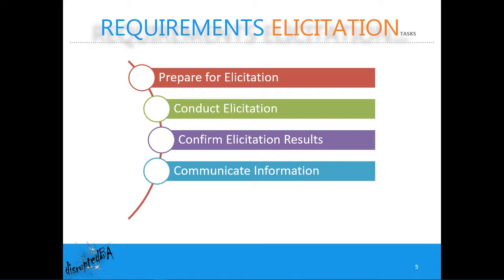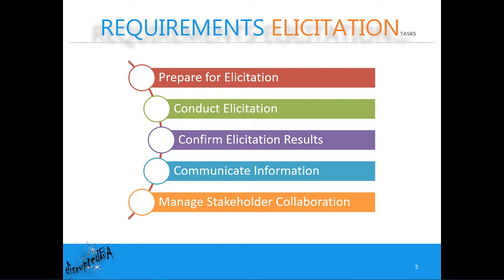Then next, we need to communicate information. Very important. Your stakeholders need to be kept in the loop. They need to know and understand what you have gathered, what you think you have, and what they have told you, so that you can make sure that you are on the same page. This will actually make sure that information flows freely when you get to your next stage, which is manage stakeholder collaboration.